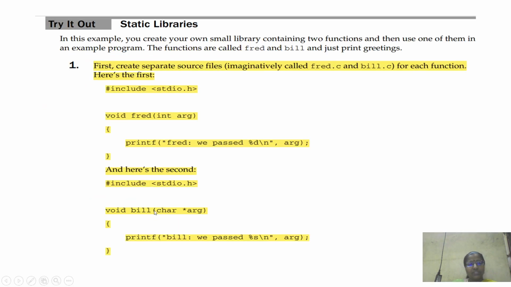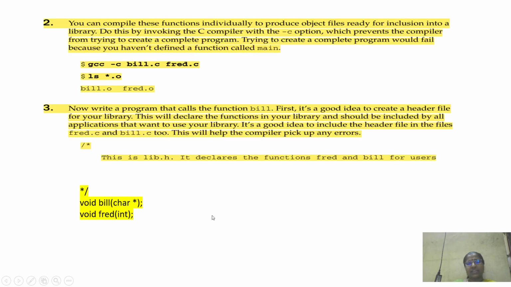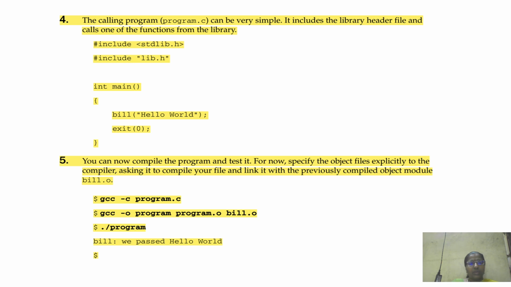What is the bill function? It takes a character argument, so the argument will be this character. The argument we are passing will come through bill. Now compile this using the GCC compiler with the -c option. Now placing your object code in the program, run the program under the root. The output you get is bill we passed, along with the argument hello world, displayed.